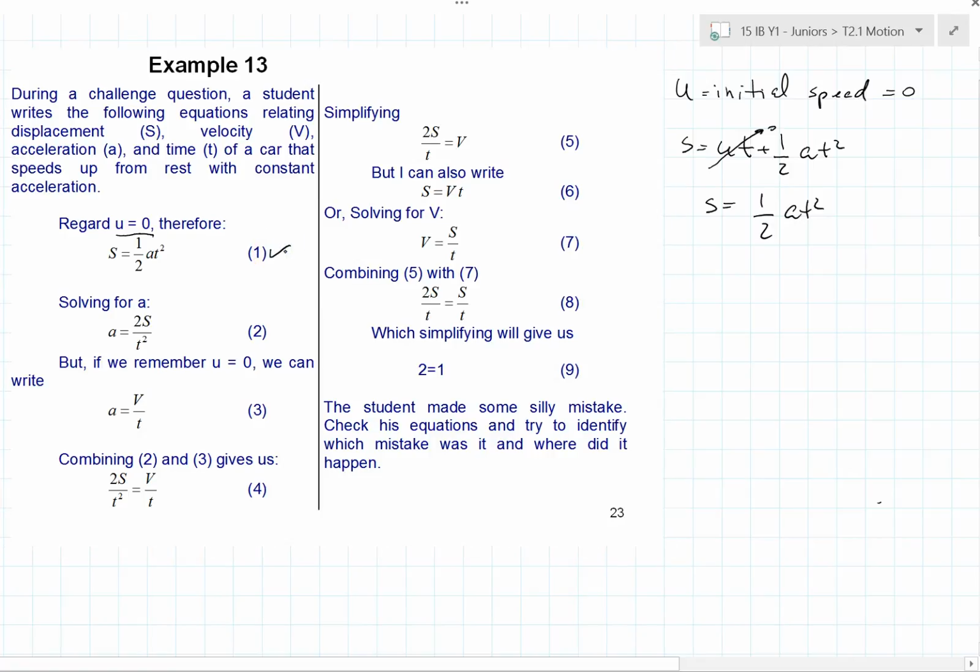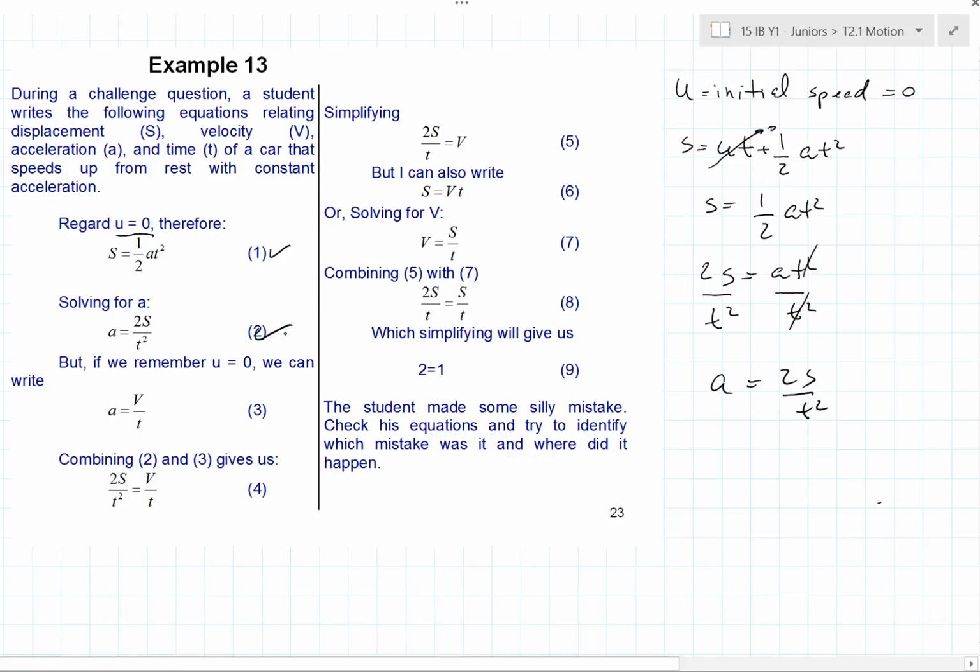Now he's going to solve for the acceleration. So basically he's going to multiply both sides by 2. So 2s equals at squared, and then divide both sides by t squared. And then we get a equals 2s over t squared. So equation number 2 also checks.